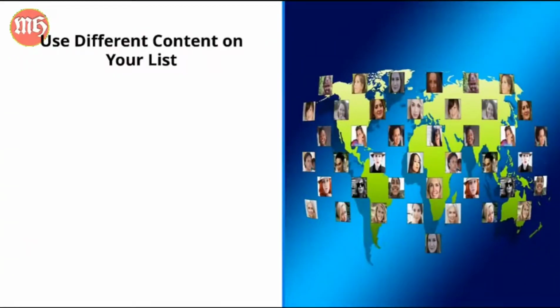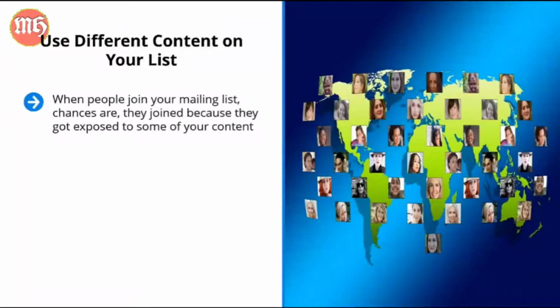Use different content on your list. When people join your mailing list, chances are they join because they got exposed to some of your content. They already know what you talk about. They are already familiar with the quality of your content. They understand the themes that you focus on. That's why it doesn't make any sense for you to feature the same exact content on your list.